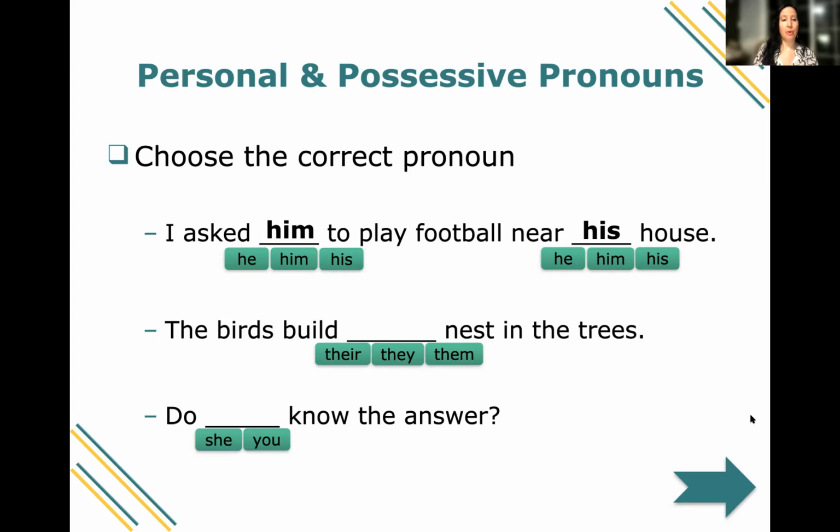The birds build their nest in the trees, or the birds build they nest, or them nest in the trees? Their nest. What is that? Personal possessive. Possessive. Do she know the answer, or do you know the answer? Do you know the answer? That would be the personal pronoun.